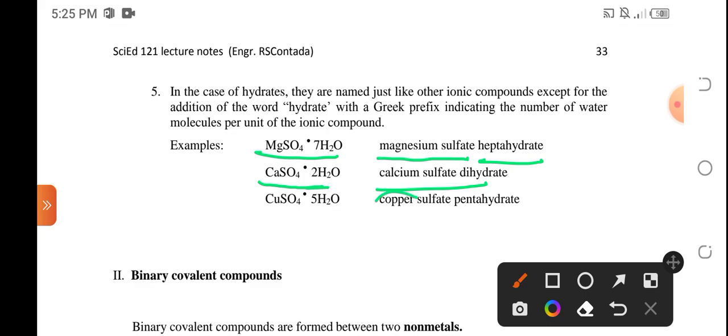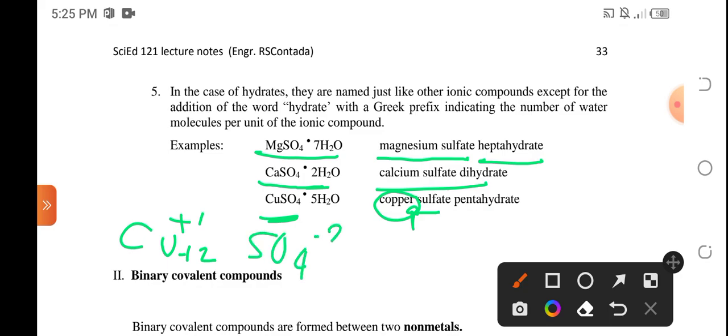Oh, copper sulfate. Dapat may mali dito, sorry. CuSO4, copper has two charges. Okay, it's either +1 or +2. Okay, so kung sulfate ay SO4 -2, alin kaya sa dalawa ang ginamit dito?